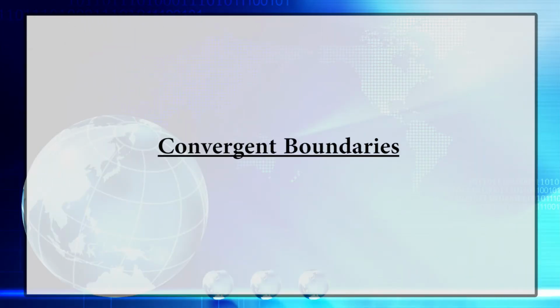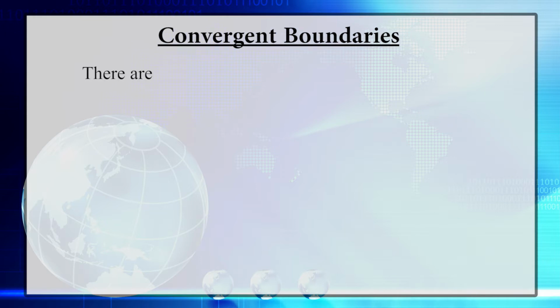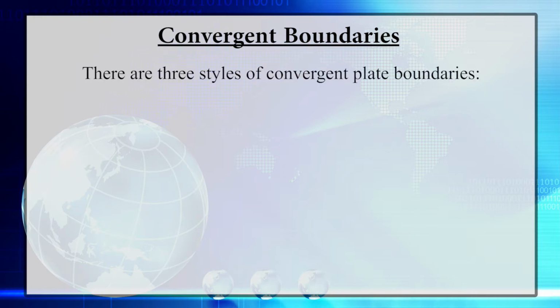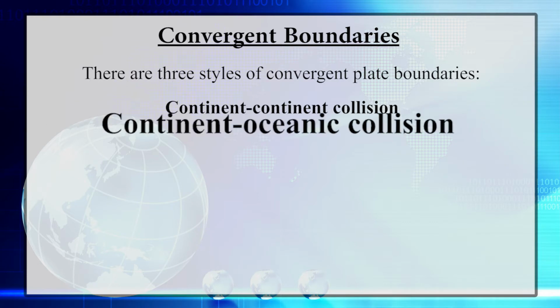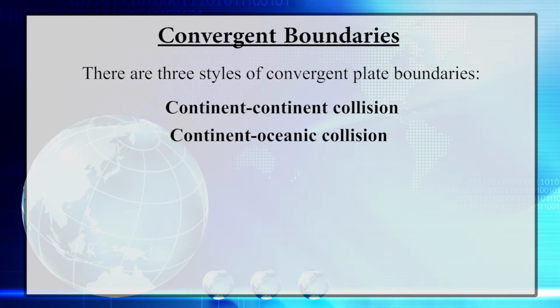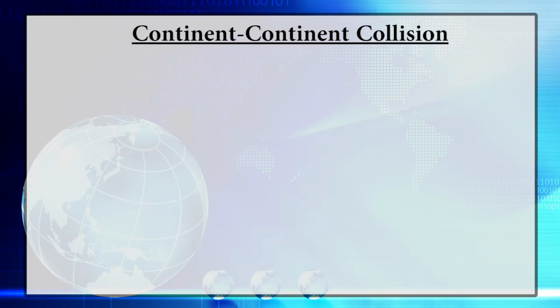And now I am going into detail about the convergent boundary. Actually, there are three styles of convergent plate boundaries. Number 1, continent-continent collision. Number 2, continent-oceanic collision. And number 3, ocean-ocean collision. First of all, continent-continent collision.